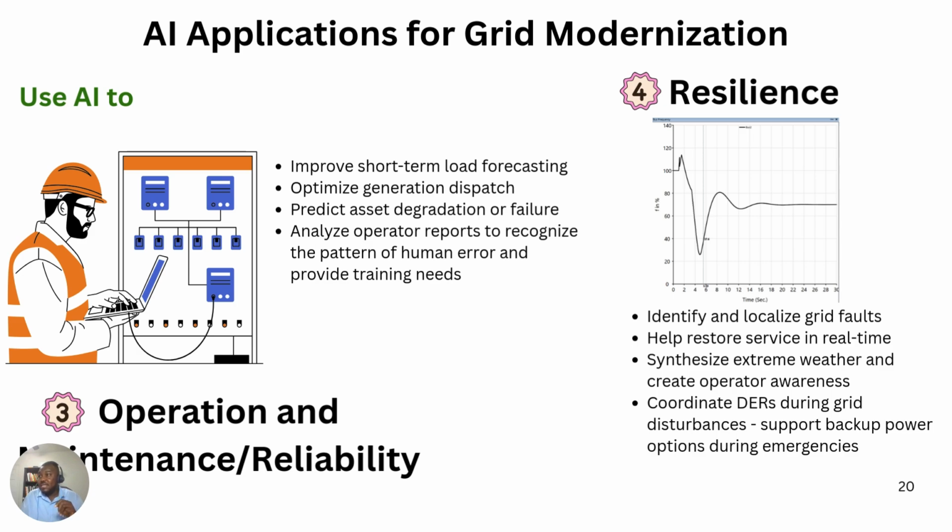In terms of resiliency, if we talk about resiliency, it's like whenever there is a problem in the grid, will the grid easily trip and then cause an outage for a lot of people, or will it be able to take in the shock and stay for some time? So we can use AI to identify and localize grid faults.